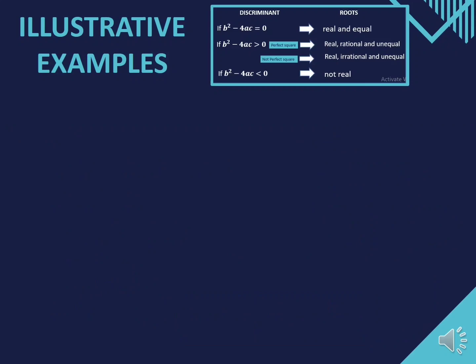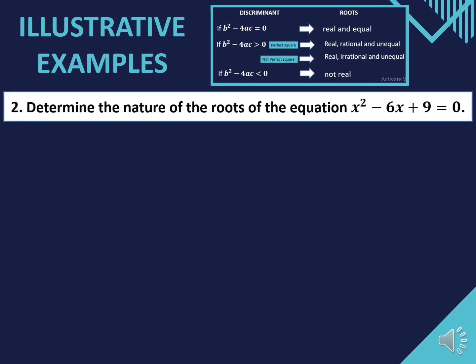Okay? Let us now proceed to number 2. Determine the nature of the roots of the equation x squared minus 6x plus 9 is equal to 0. Again, we are only looking for the nature of the roots, so meaning to say, we do not have to solve it. So, in that case, let's find the real numbers. A is equal to 1, B is equal to negative 6, and C is equal to 9.